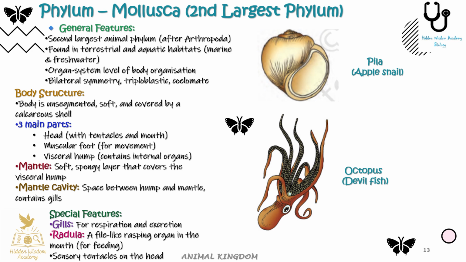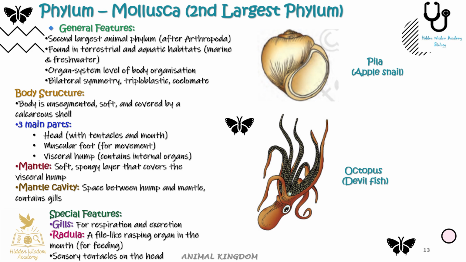The body is divided into three main parts: the head, which has tentacles and a mouth, a muscular foot, used for movement, and a visceral hump, which contains the internal organs. The mantle is a soft, spongy layer that covers the visceral hump, and the space between the mantle and hump is called the mantle cavity, which houses the gills. Gills help in both respiration and excretion.